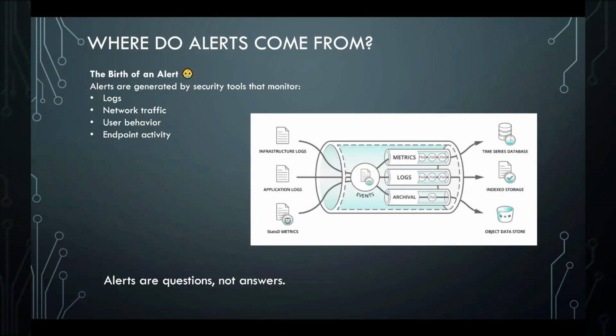So where do alerts come from? The birth of an alert. Alerts don't just magically appear. They are generated by security tools like SIEM, EDR, NIDS, and firewall or email gateway. Some of the most common security tools are SIEM like Splunk, QRadar, LogRhythm, and then EDR like CrowdStrike, SentinelOne, Defender for Endpoint, and some NIDS and NIPS tools like Network Intrusion Detection and Prevention Systems, Firewall, and Email Gateway.